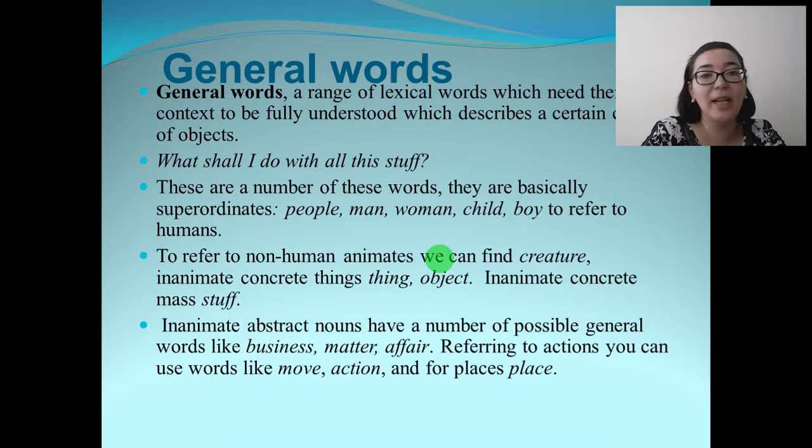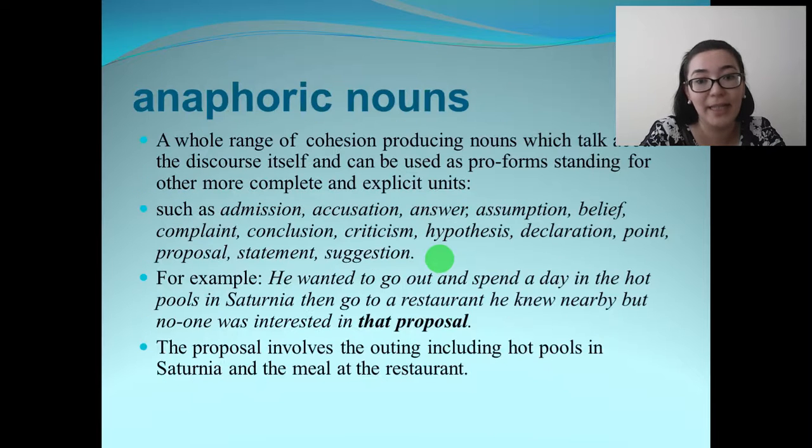General words are a range of lexical words which need their context to be fully understood, and which describe a certain class of objects. What shall I do with all this stuff? "Stuff" is a general word. There are a number of these words. They are basically superordinates. People, man, woman, child, boy, to refer to humans. To refer to non-human elements, we can find creature, inanimate concrete things, object, and inanimate concrete mass, stuff. Inanimate abstract nouns have a number of possible general words like business, matter, affair. Referring to actions, you can use words like move, action, and for places, place.